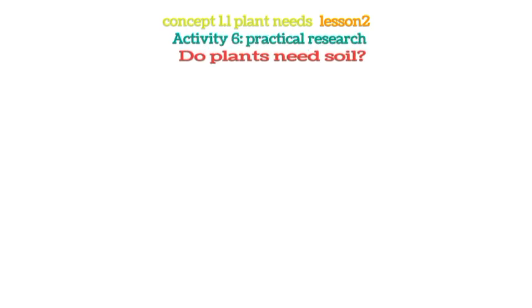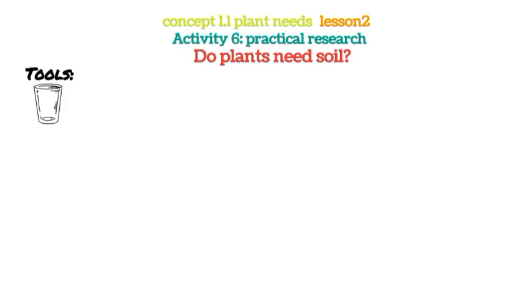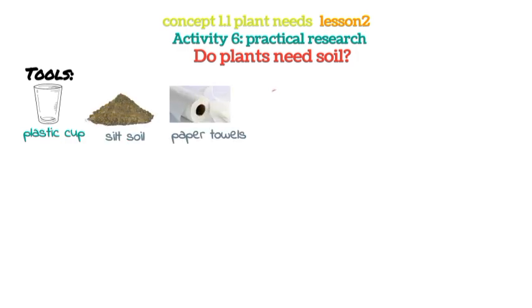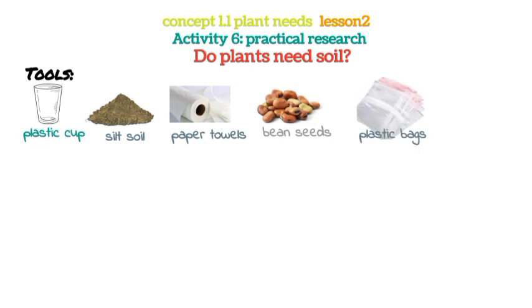Step 1.1 Plant Needs. Lesson 2. Activity 6. Practical Research. The plants need soil. Tools: 250 milliliters plastic cup, agricultural soil, silt, paper towels, bean seeds, resealable plastic bags.